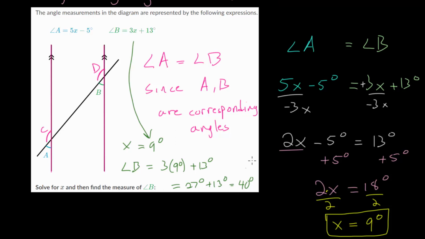Now, one way to check this is to also plug x into angle A and make sure that also equals 40 degrees. So let's do that. We are also plugging in x is 9 degrees, so we get 5 multiplied by 9 degrees, and we'll take away 5 from that. So that's 45 degrees, and again, this is angle A. We have 45 degrees minus 5 degrees, which is 40 degrees. So we got the same value, which we should expect since they're corresponding angles. This gives us a little bit more confidence that this is in fact the correct answer.